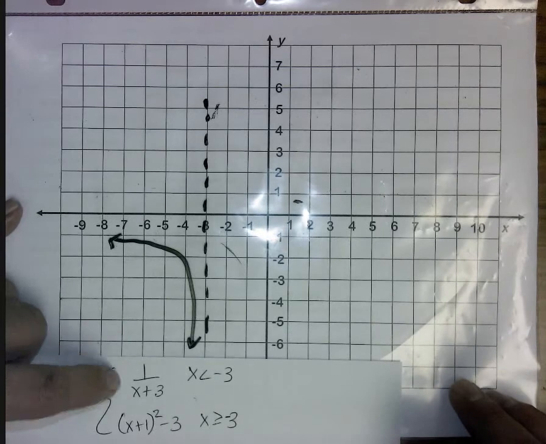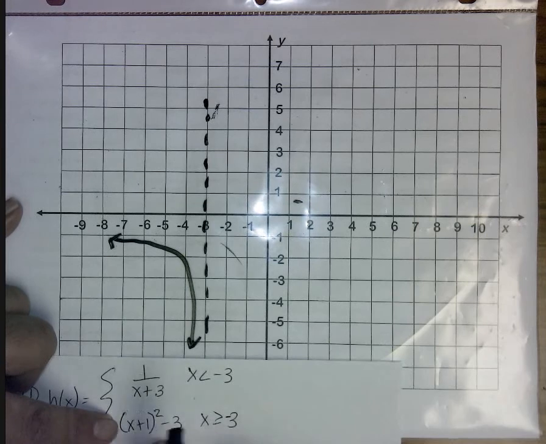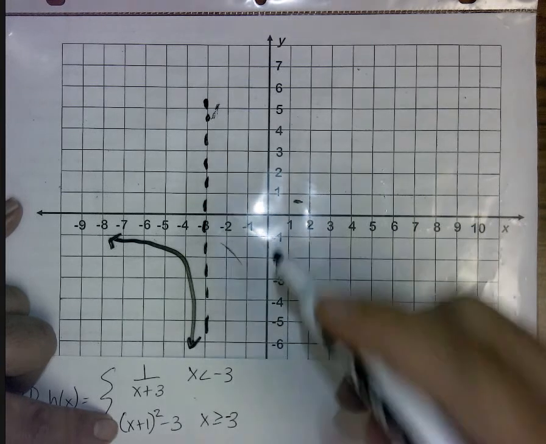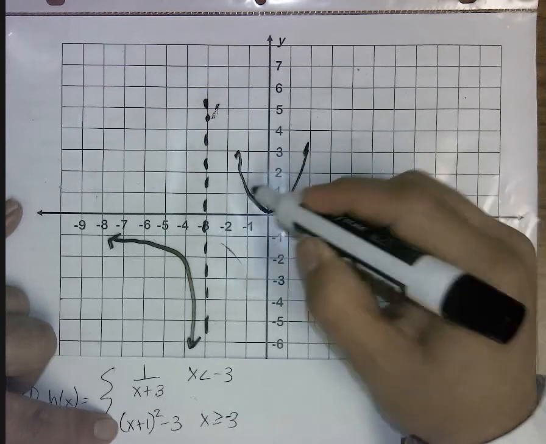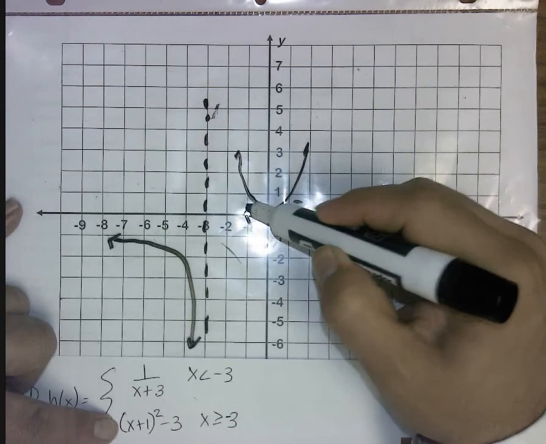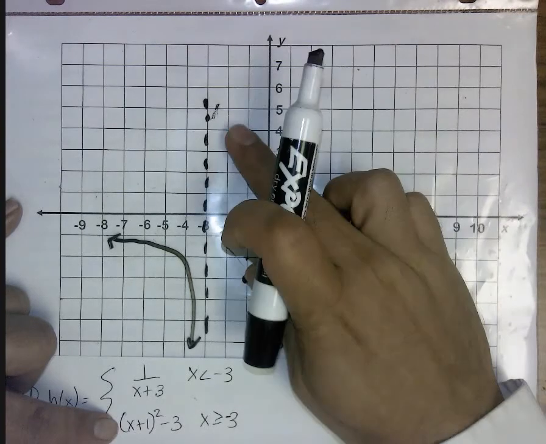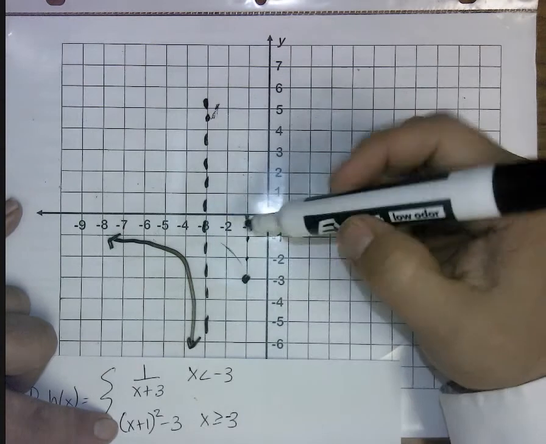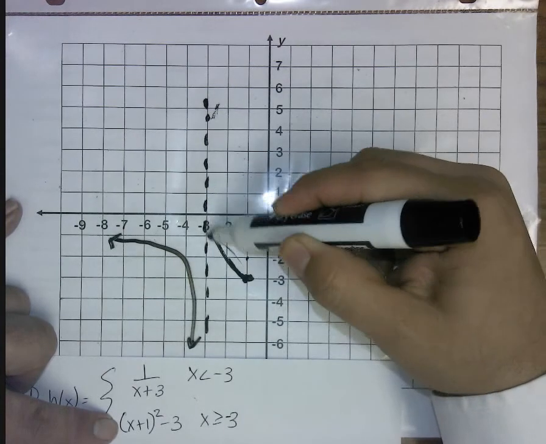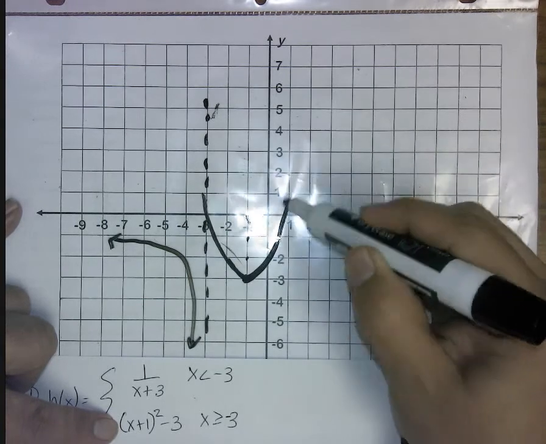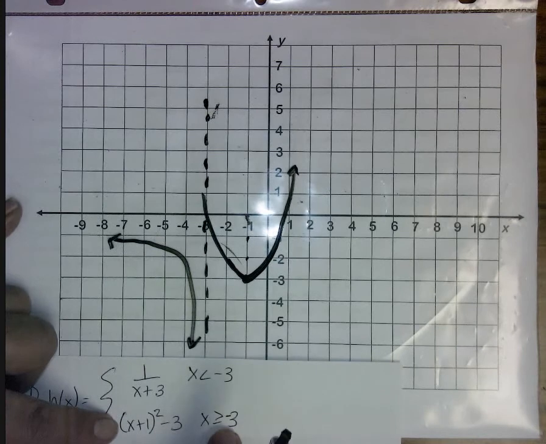Then I'm going to have x plus 1 squared minus 3. Well, x plus 1 squared minus 3, that's a parabola. And if I take x squared, I'm going to shift this parabola over 1 unit and then down 3 units. So that's the vertex. So I'm going to have a graph that looks like this. And I want to stop at x equals negative 3.